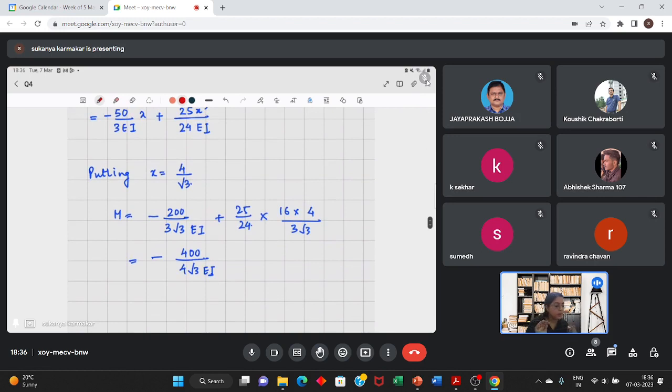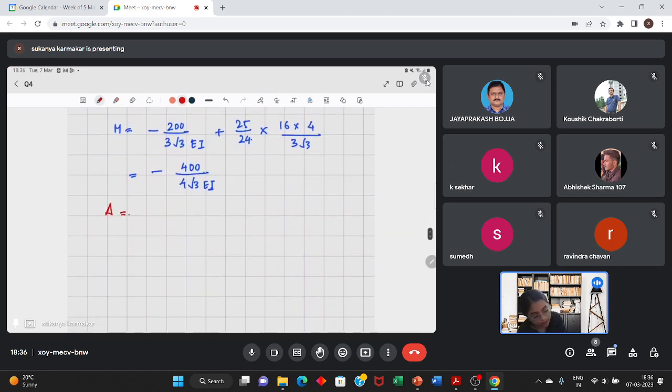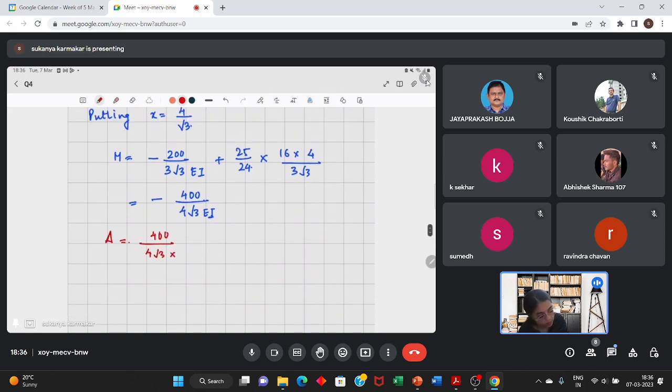And this value is the bending moment in the conjugate beam. This will be equal to the deflection in the real beam. So deflection delta is equal to, just plug in the values, 400 by 4 root 3 into 200 into 10 to the power 9 into 8 into 10 to the power 6 into 10 to the power minus 12.